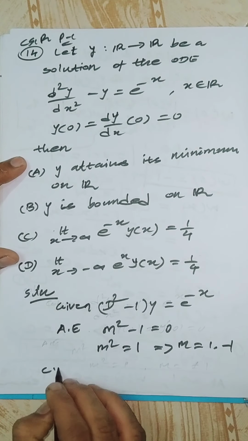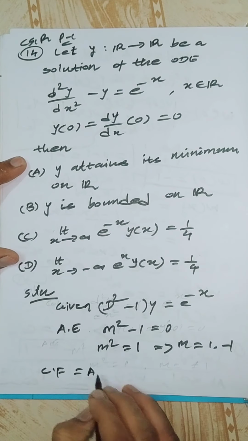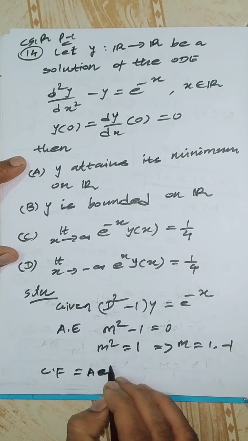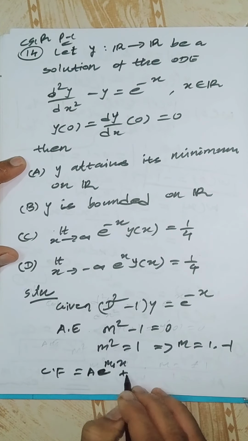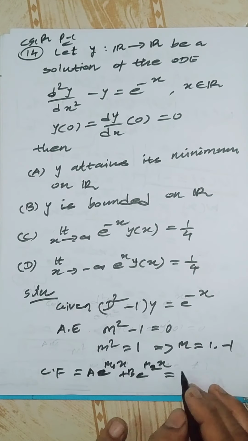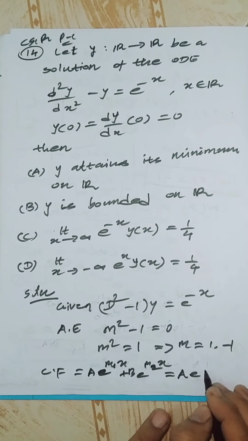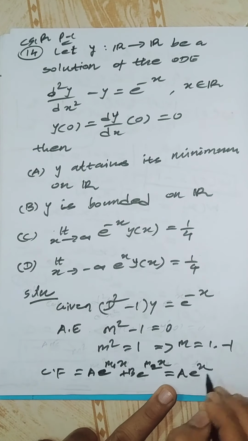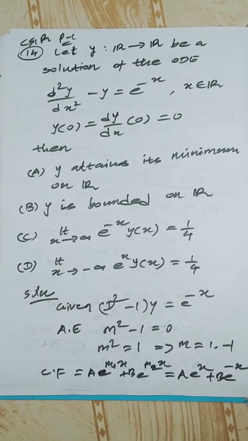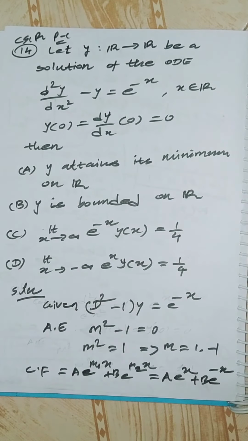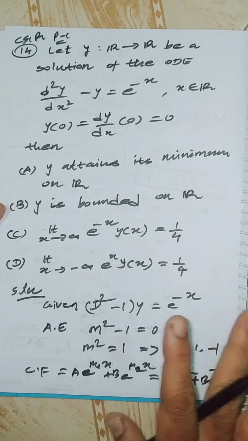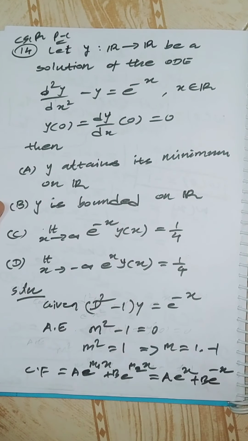So write the complementary function: a e power m1 x, we know the formula, plus b e power m2 x. So from this we get a e power x plus b e power minus x. So is it right? Are you able to understand very clearly? So we solve the given differential equation and find y of x.